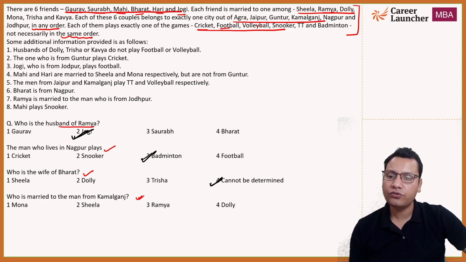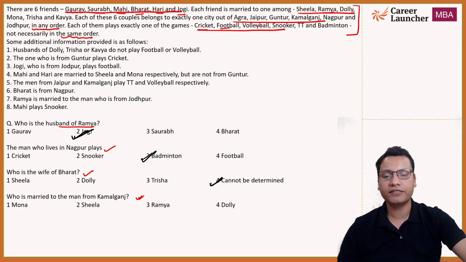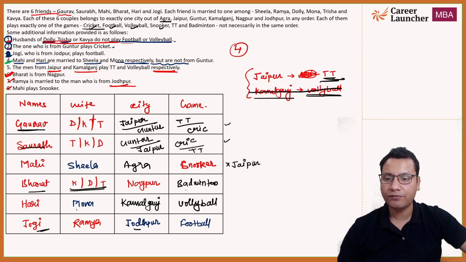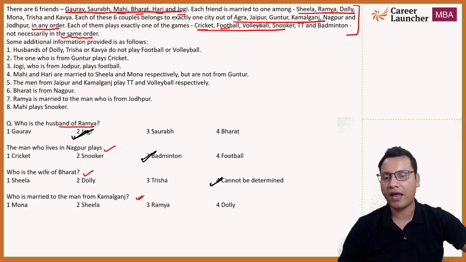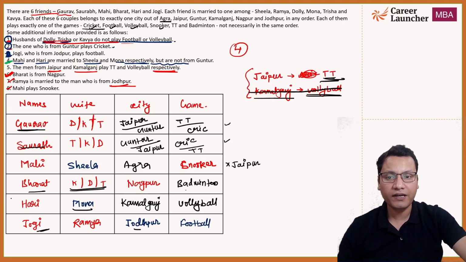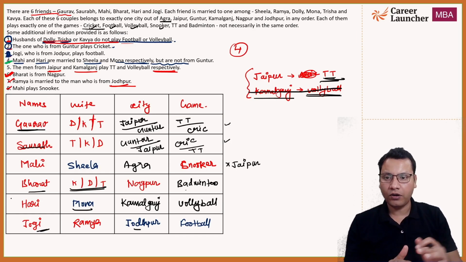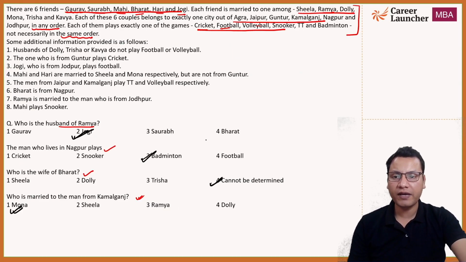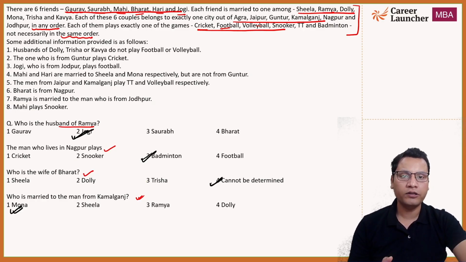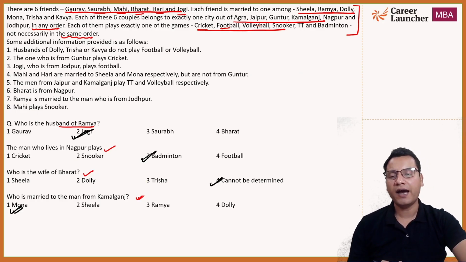And the last question is who is married to the man from Kamalganj? Mona is the wife of the person who lives in Kamalganj. So the answer will be Mona. We have not filled the entire data uniquely, but we are able to solve all four questions. That is sufficient for us, right?